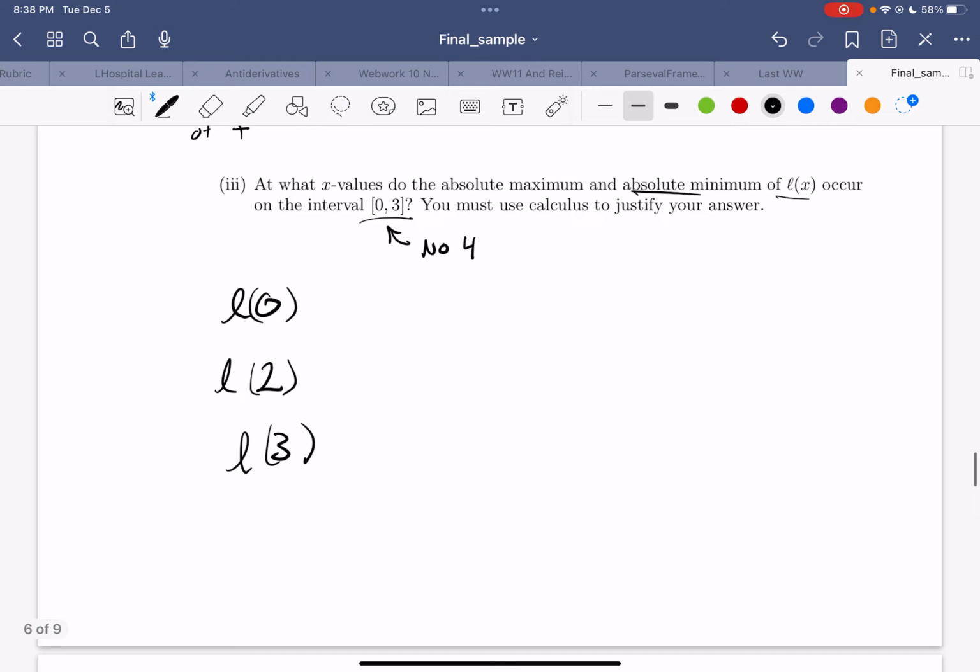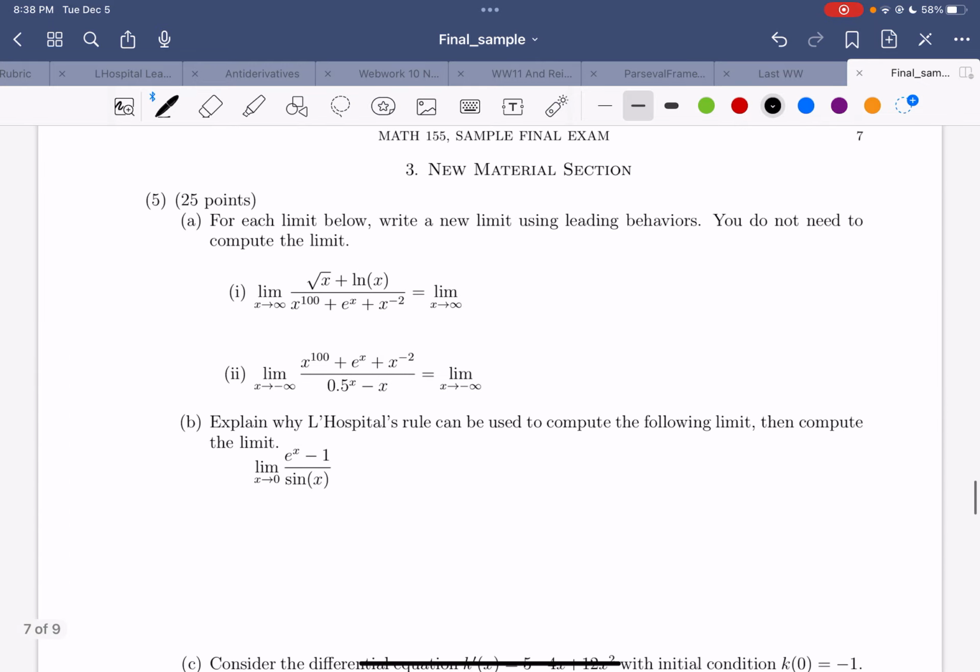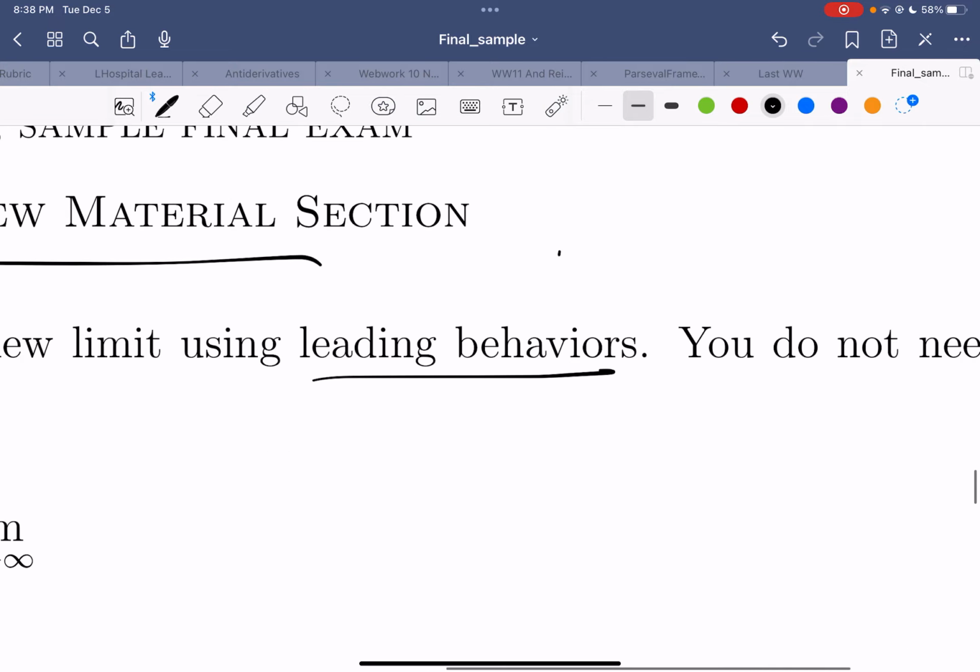Just plug them in, take the biggest, take the smallest. All right, new material. Finally, we made it. All right, for each limit below, write a new limit using leading behaviors. Okay, so what do we need to know about leading behaviors?